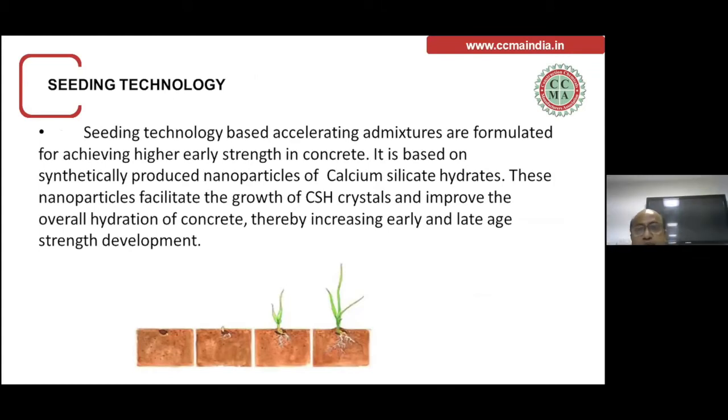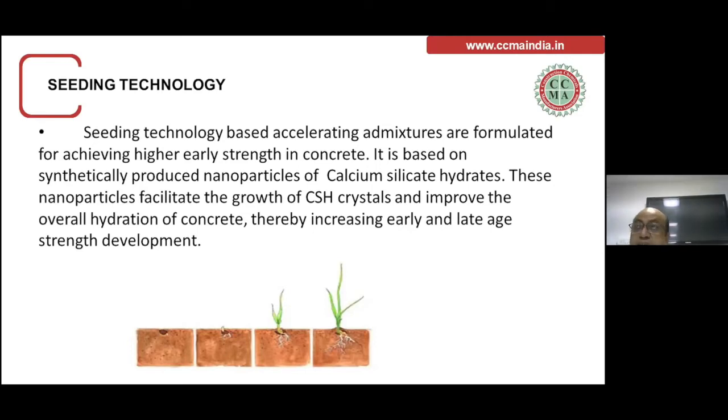It is basically based on nanotechnologies, that is synthetically produced nanoparticles of calcium silicate hydrates, as well as nanosilica. It is incorporated during the making of the concrete, and this product improves high early strength. This is basically an aqueous suspension of nanosilica as well as nano calcium silicate hydrate, because we know how the compressive strength of cement generates. Whenever the cement reacts with water, it makes the calcium silicate hydrate, and calcium silicate hydrate is the main part for making the strength of the cement as well as the concrete.